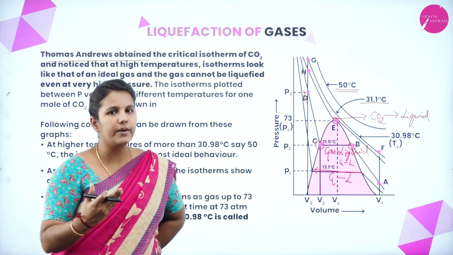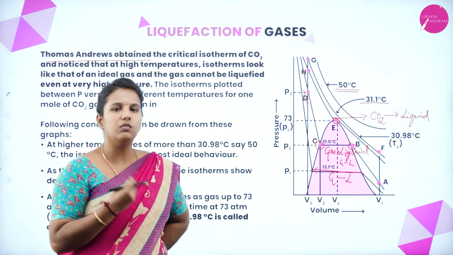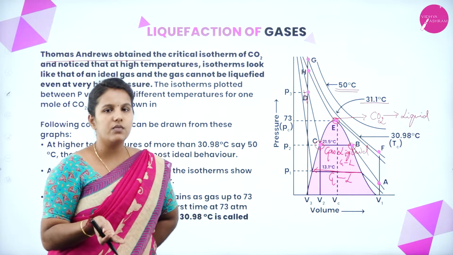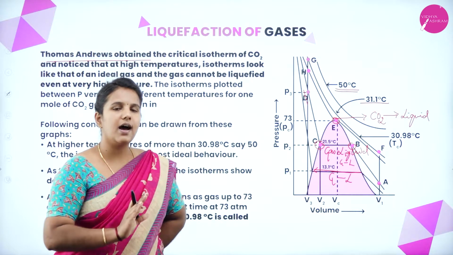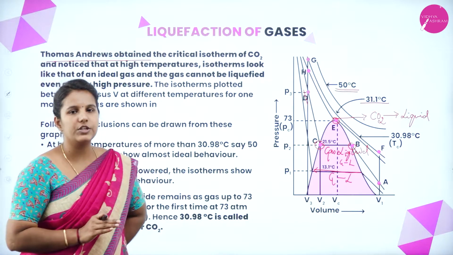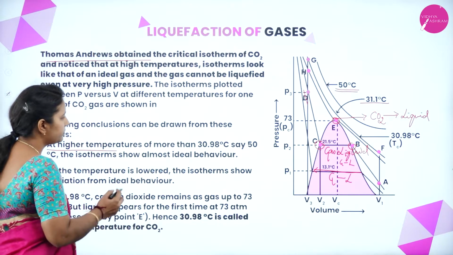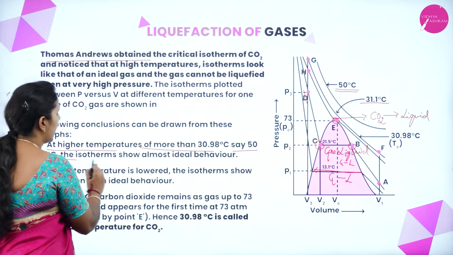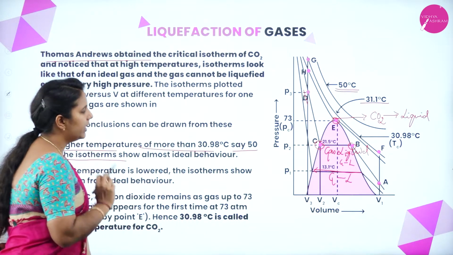By changing the temperature, he observed that at a particular temperature, at a particular volume, at a particular pressure, the entire gas is converted into liquid, or the entire gas starts converting into liquid, and there is a large difference in the conversion of gases into liquids. This observation was made by Thomas Andrews. At a higher temperature, say more than 30.9 degrees, say about 50 degrees, the isotherm shows ideal behavior. This is the ideal behavior of carbon dioxide.